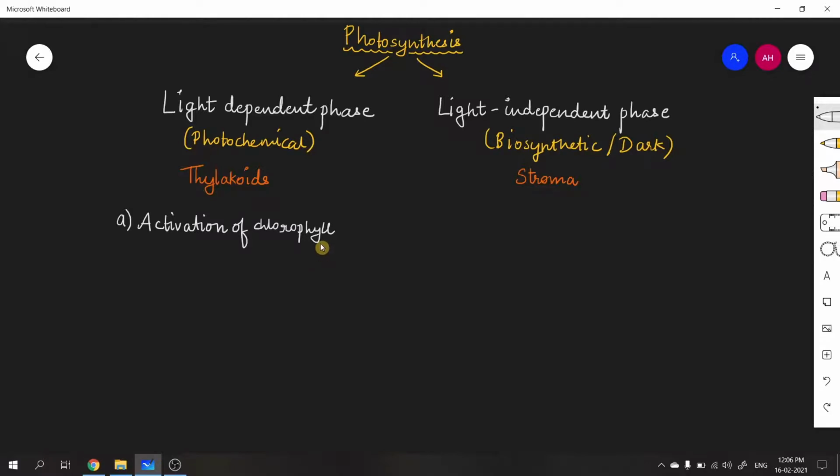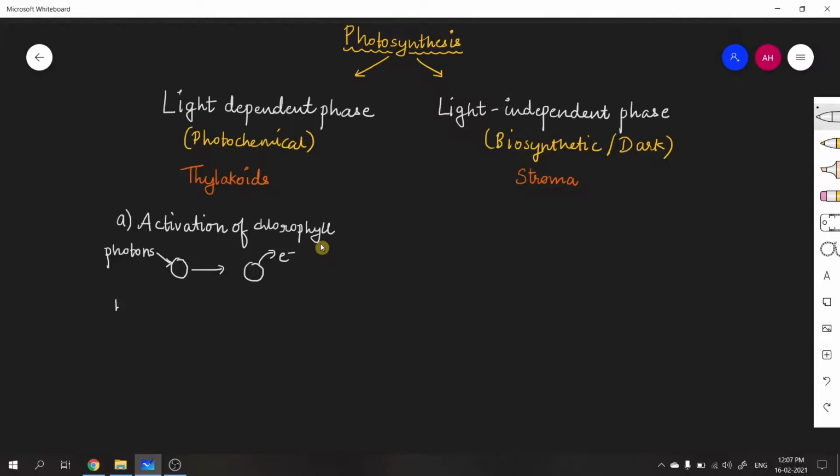So let's assume that this is the chlorophyll molecule. And once it absorbs the photons, it gets activated, that is, it releases electrons, right? That is called as activation of chlorophyll. This is the first important step under light dependent phase.